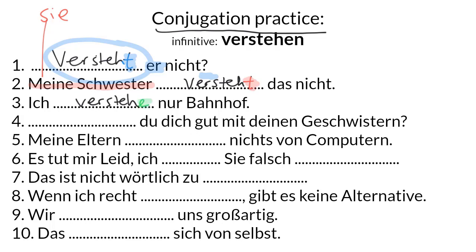We have an E ending, and that's because our subject is ich, and it's still in the present tense. But the meaning of this sentence is pretty crazy. "I understand only train station." And that's because this is an idiom.